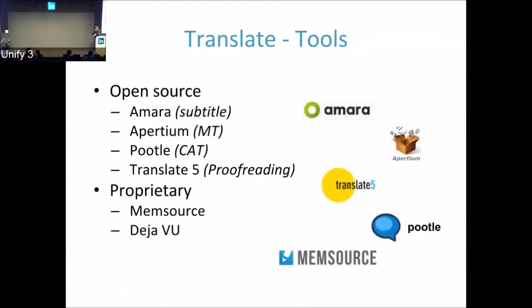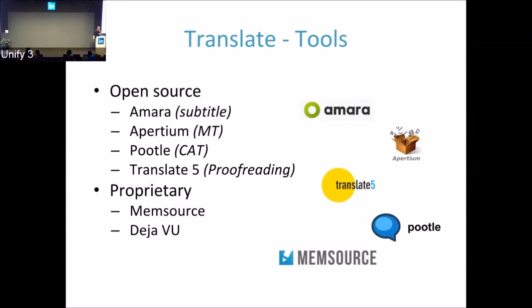So that's basically a list of the tools we have right now. Amara is a really nice open source project that you can use to localize subtitles on videos. We also have free machine translation with Apertium, Pootle for the CAT tool, and Translate5 for proofreading.